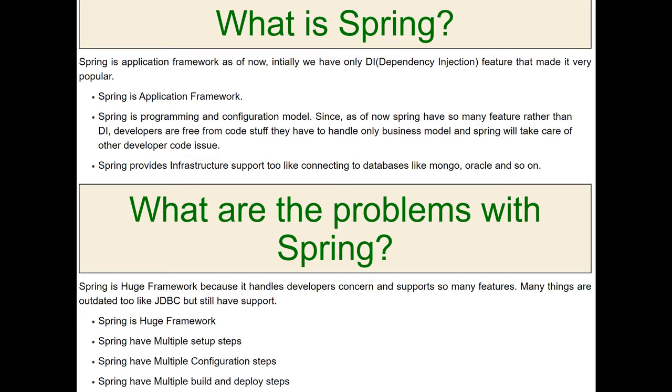Since Spring now has many other features besides dependency injection, developers are free from much of the code stuff they would have to handle. Only the business model remains, and Spring takes care of the other development code and the issues developers were getting. Spring also provides infrastructure support, like connecting to databases such as Mongo and Oracle.